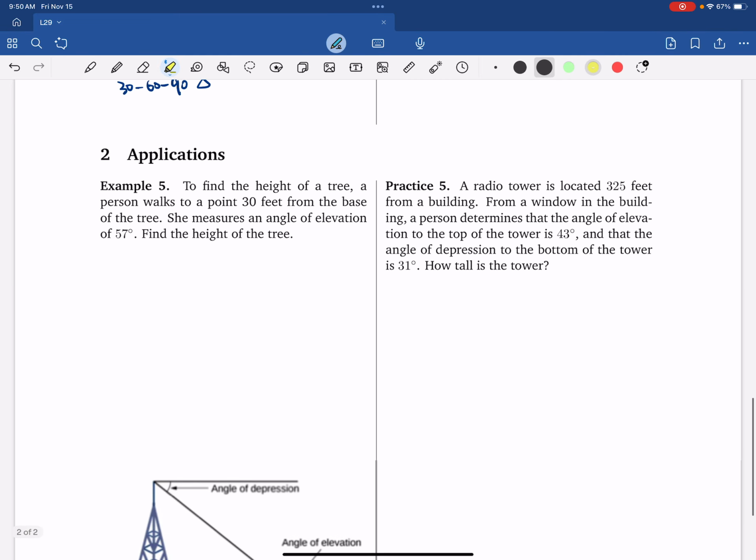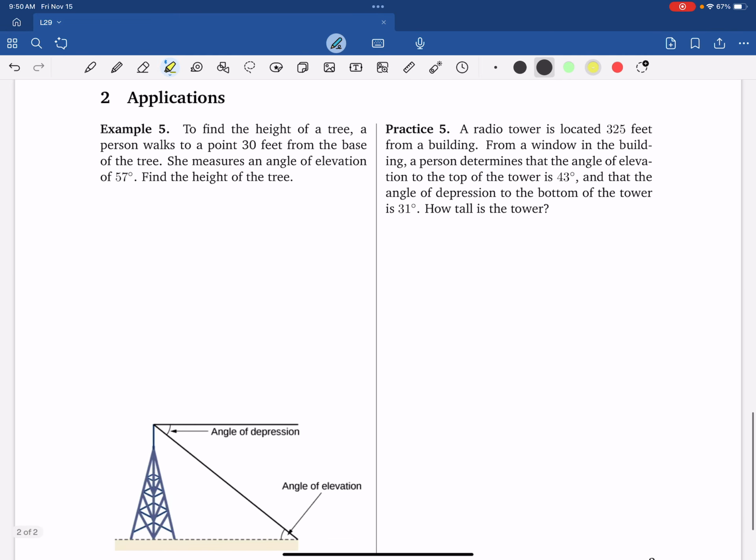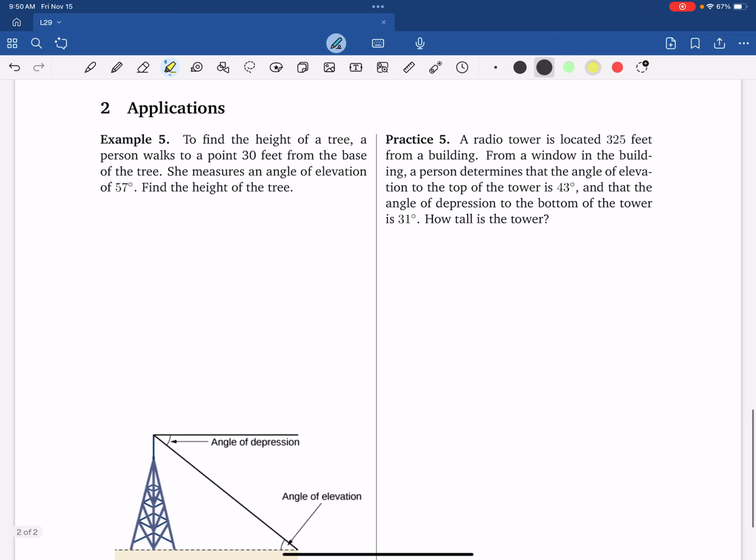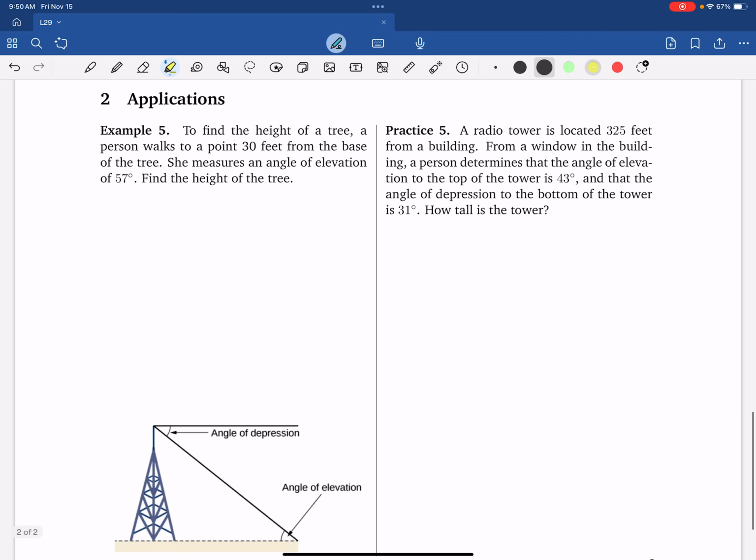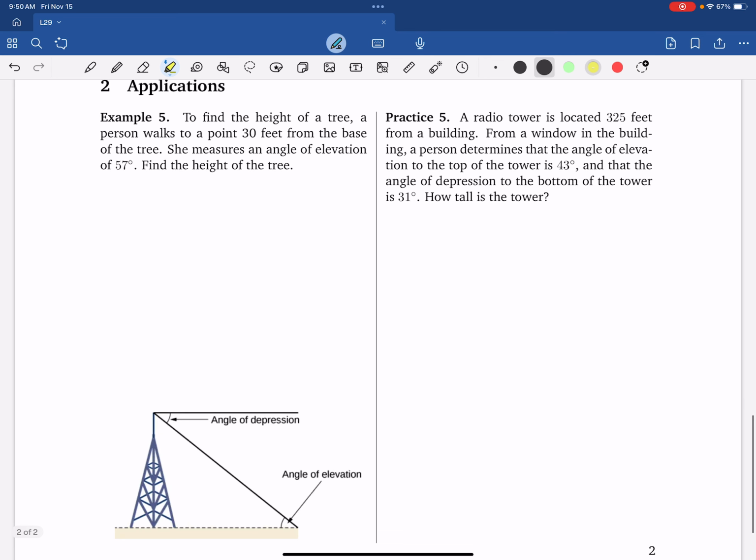Okay, the last section is applications. We have 2 word problems. Example 5. To find the height of a tree, a person walks to a point 30 feet from the base of the tree. She measures the angle of elevation of 57 degrees. Find the height of the tree. So trigonometry is usually used in a lot of architecture, construction work, engineering work, where you have to do a lot of measurements.